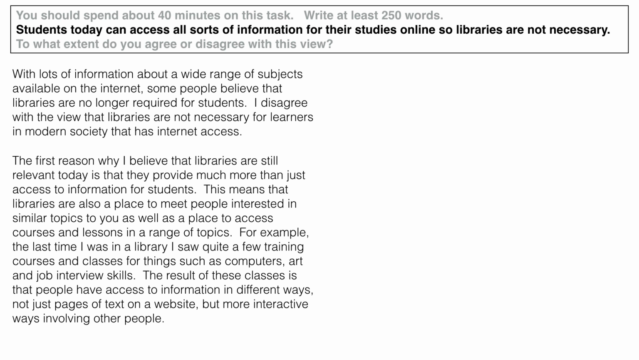And I give that first reason. They give more than just access to information. And then I explain, second sentence is an explanation. This means that libraries are a place to meet people as well as to access courses and lessons. So not just information, but courses and training and other things. Then example. So we have topic sentence or reason 1, explanation, example. An example of accessing other types of information.